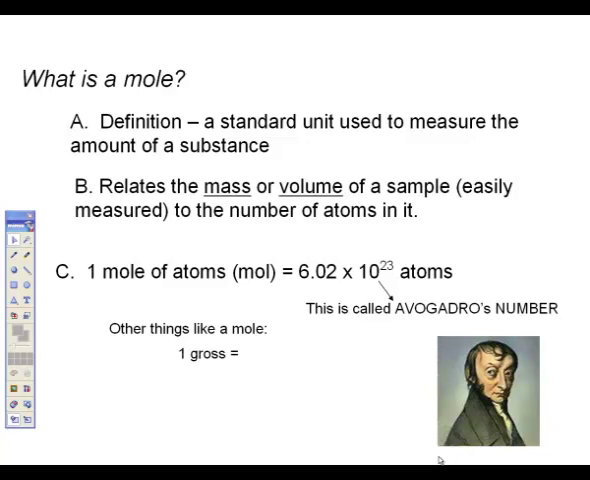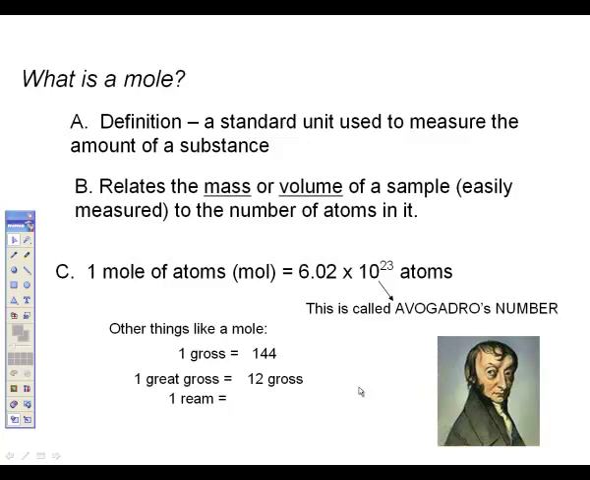Like 1 gross of something. I don't know if you've ever been somewhere where you've needed 1 gross. A gross is 144 of anything. So a gross of bananas is 144 bananas. A mole of bananas would be 6.02 times 10 to the 23rd bananas. A great gross is 12 gross.